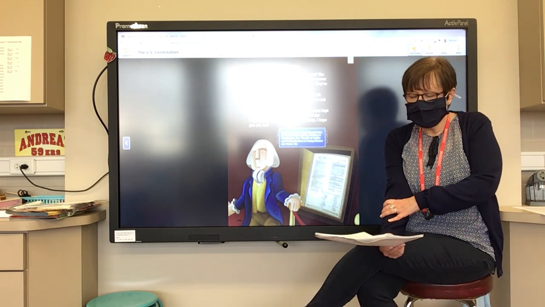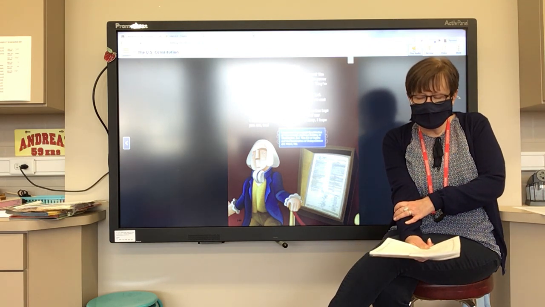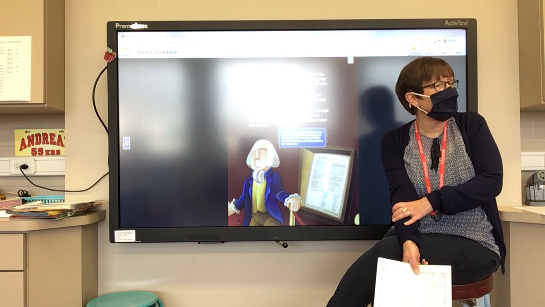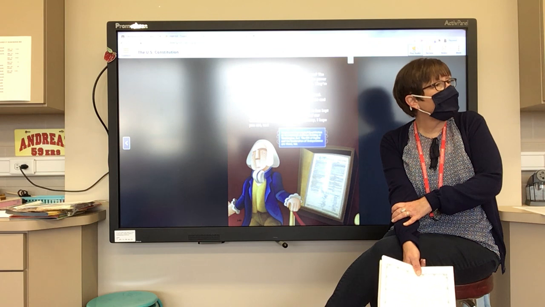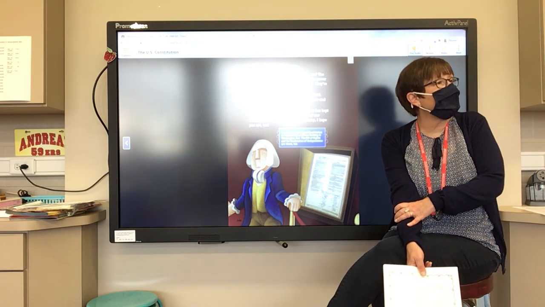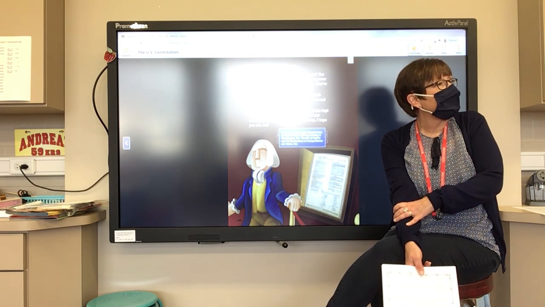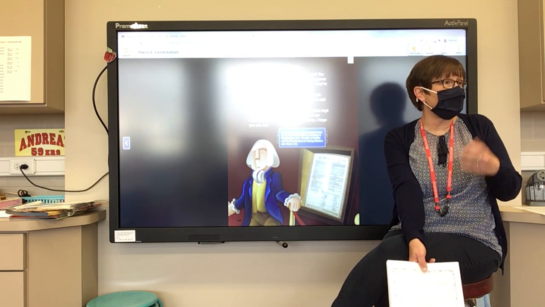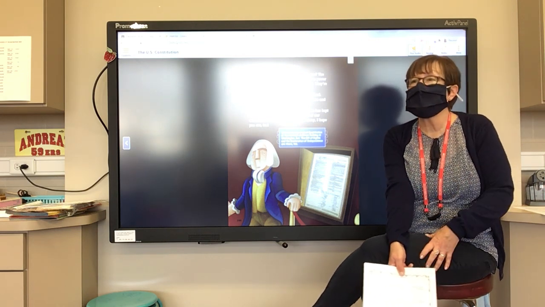Okay. And why do you think that James Madison is known as the father of the Constitution? Why is he known as the father of the Constitution? Avery? Because he was one of the people who wrote the Constitution. Yes, Olive? He played a big role in writing it. So he wasn't the only person who wrote it, but he played a big role in writing it.